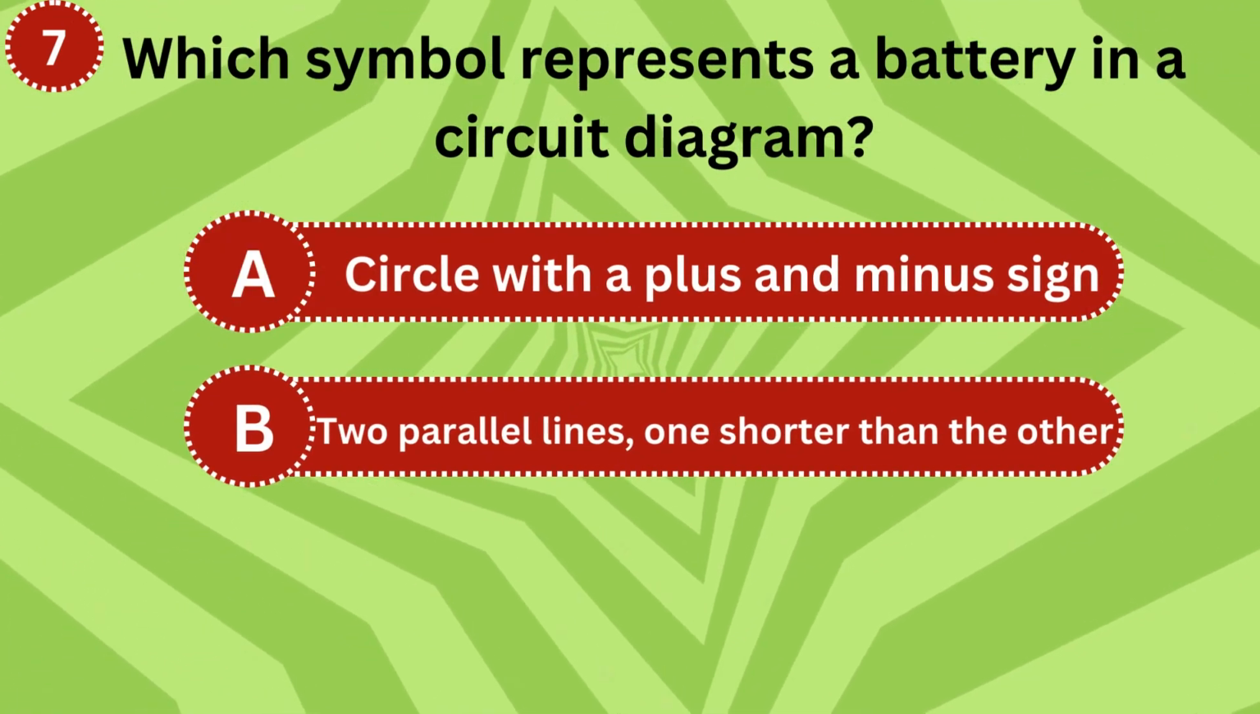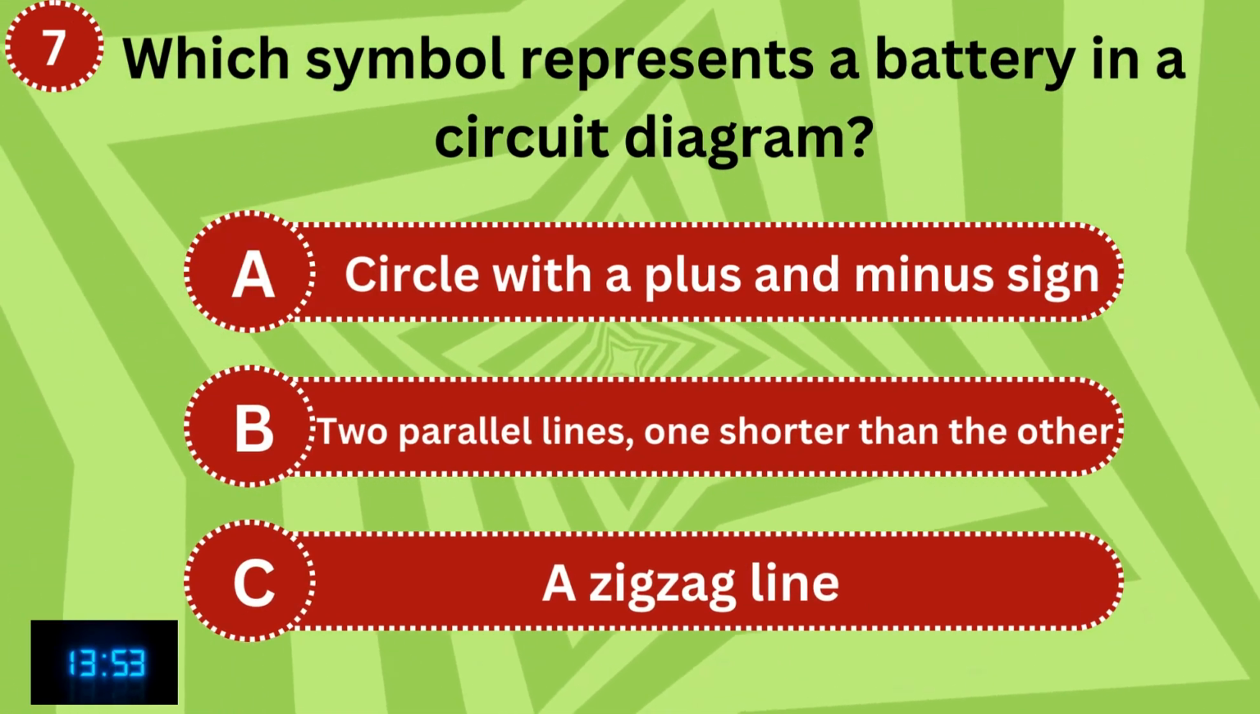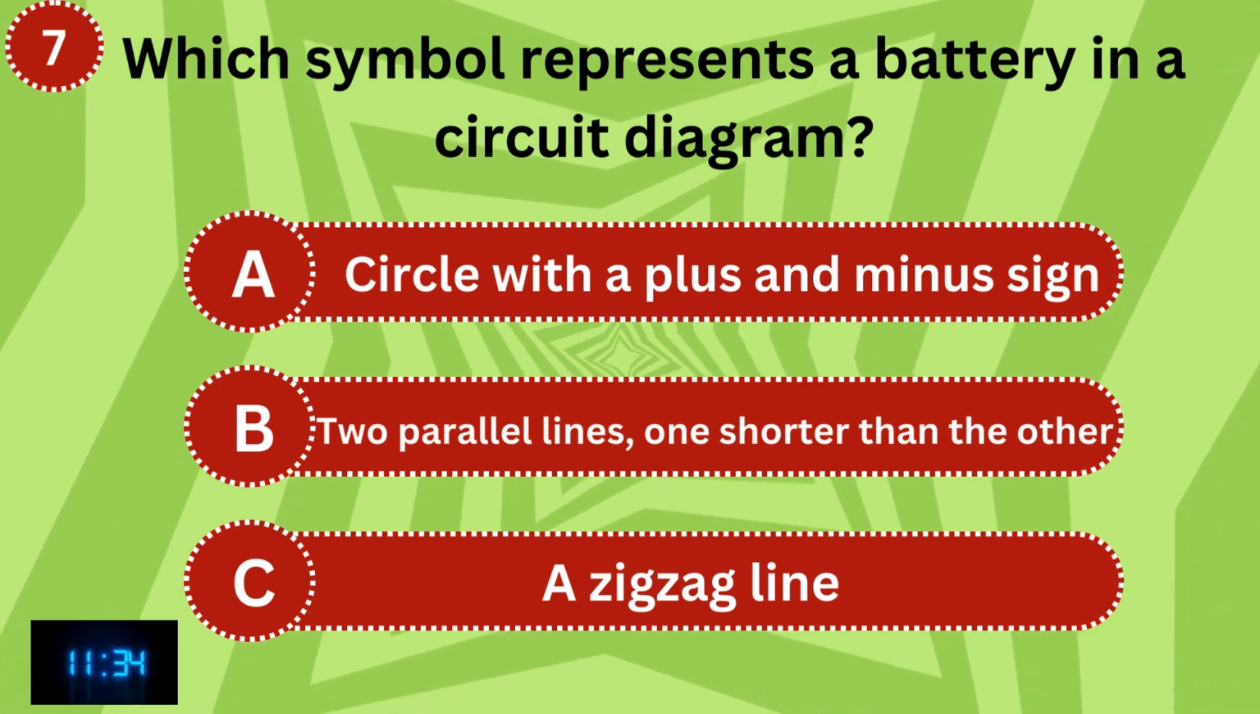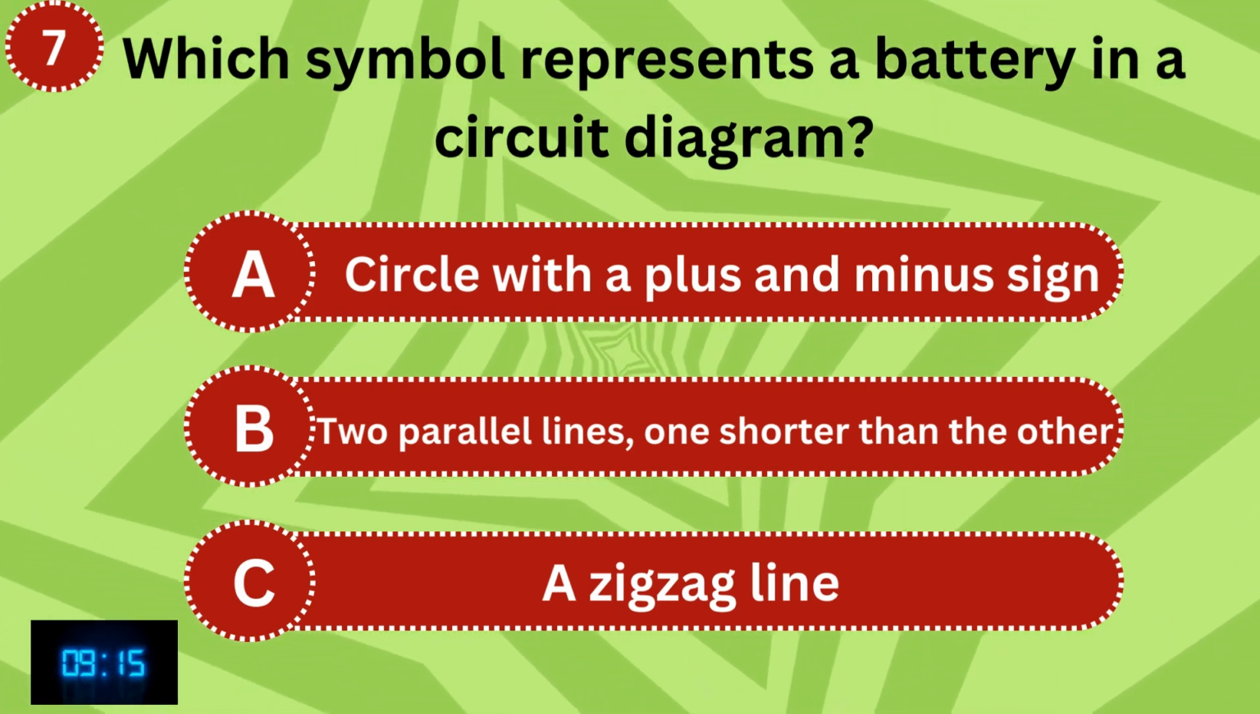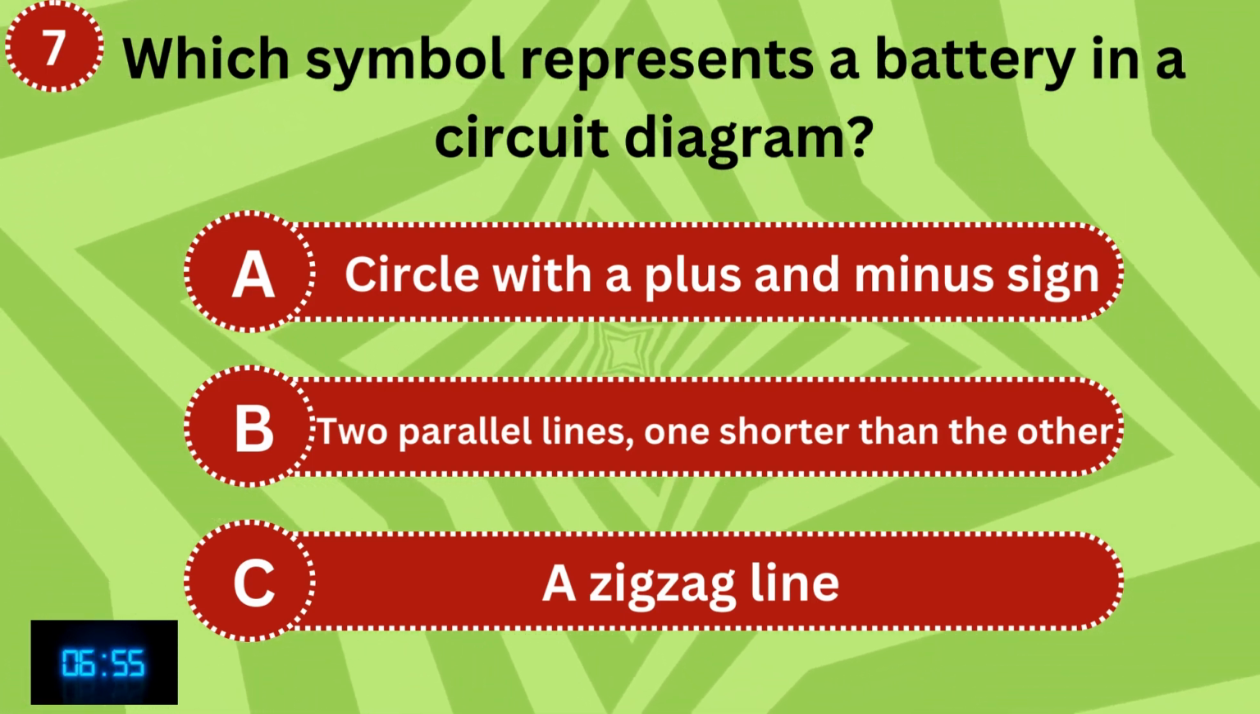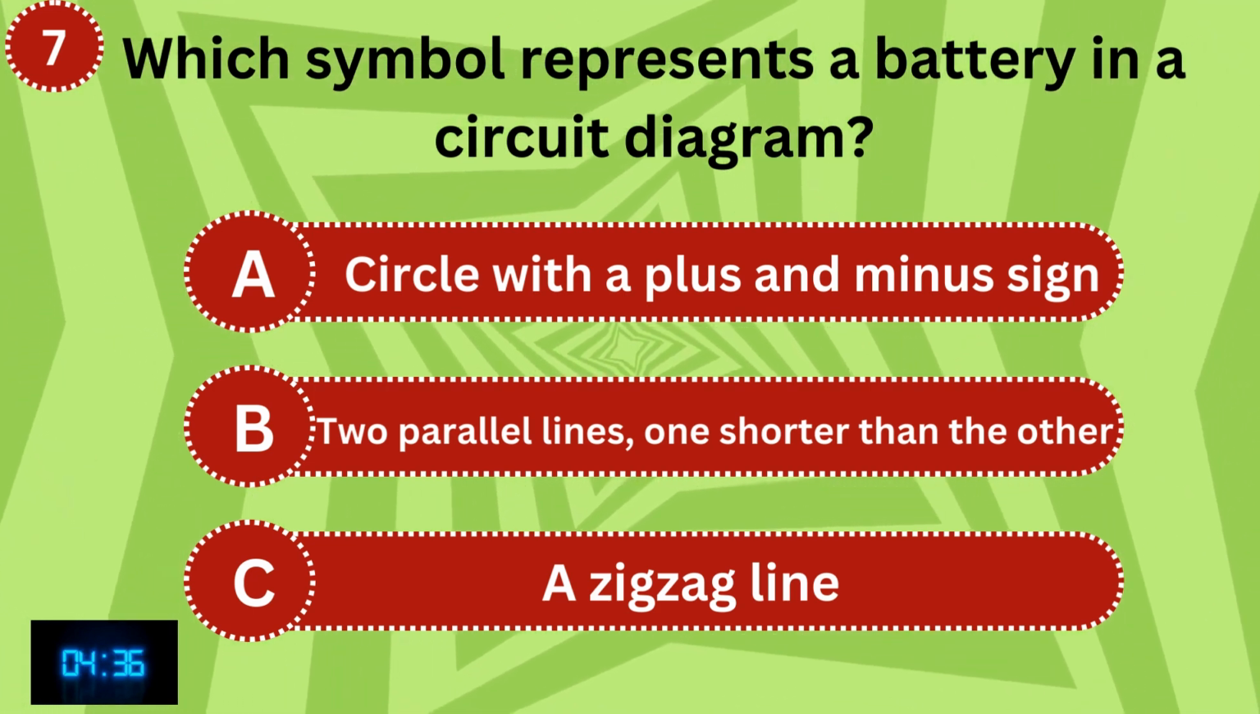Which symbol represents a battery in a circuit diagram? Circle with a plus and minus sign. Two parallel lines, one shorter than the other. A zigzag line.